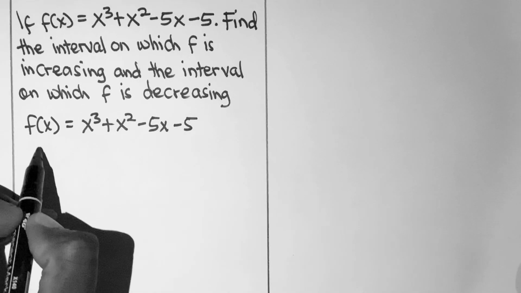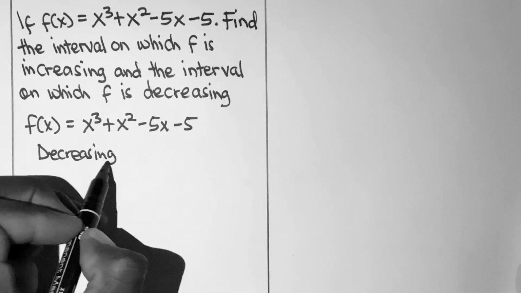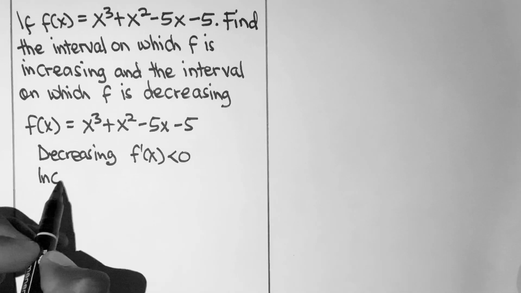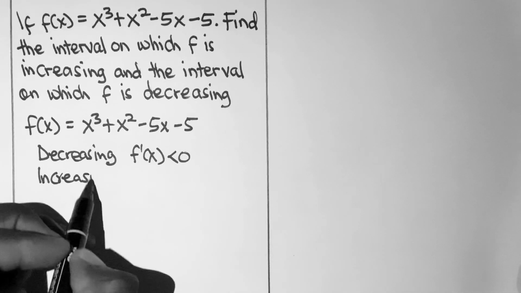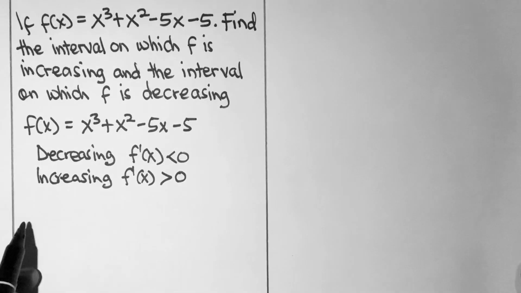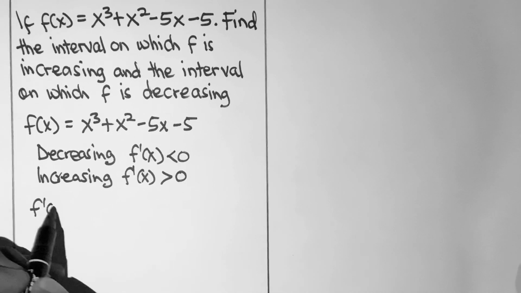So for the interval for which f of x is decreasing, f prime of x must be less than 0. And the interval for which f of x is increasing, f prime of x must be greater than 0. So f prime of x is the derivative of f of x. So let's find f prime of x.